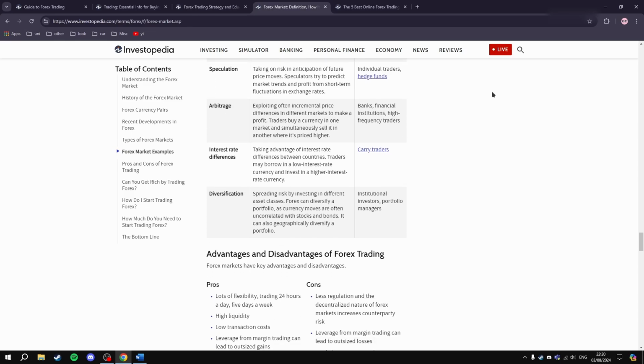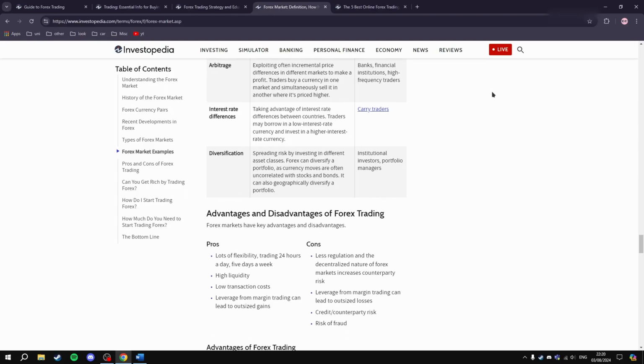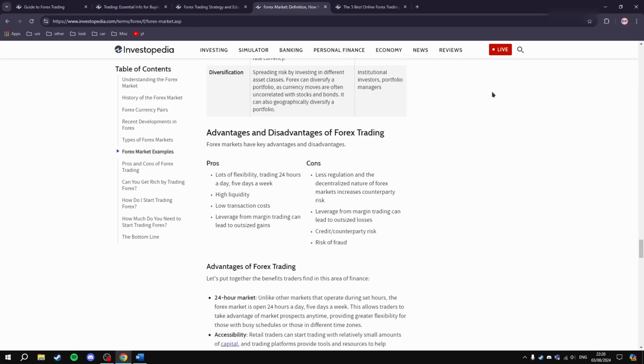Diversification: spreading risk by investing in different asset classes. Forex can diversify a portfolio, as currency moves are often uncorrelated with stocks and bonds. Can also geographically diversify a portfolio. Institutional investors, portfolio managers. So currency moves are often uncorrelated with stocks and bonds.